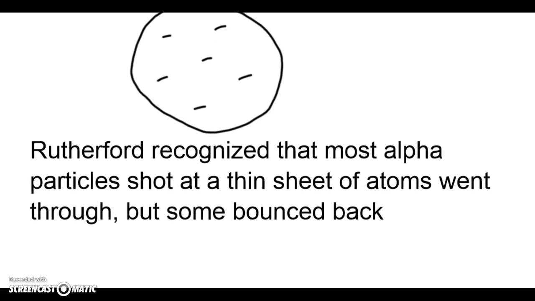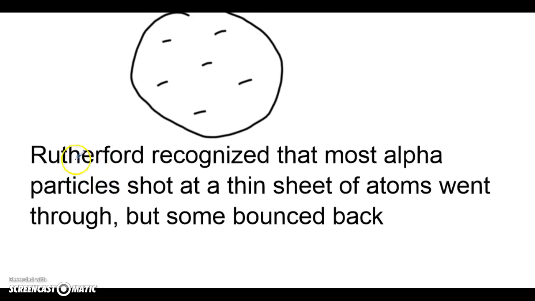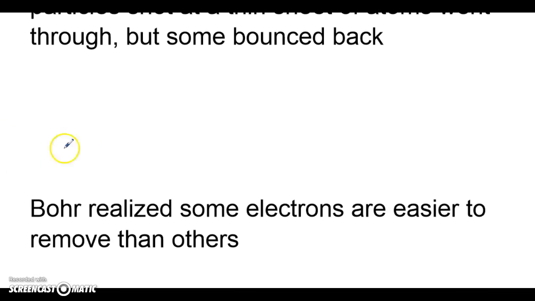Next, Rutherford recognized that if he shot alpha particles at a really thin sheet of gold, which was a thin sheet of atoms, most of those particles went straight through, but some bounced back. And the plum pudding model doesn't really explain why some particles would go through and some would go back, because that model is pretty much the same throughout. So he said, there must be a really, really dense part of an atom, and we call that the nucleus. This tiny dense part has all the matter, and if an alpha particle hits that one dense part, it bounces back.